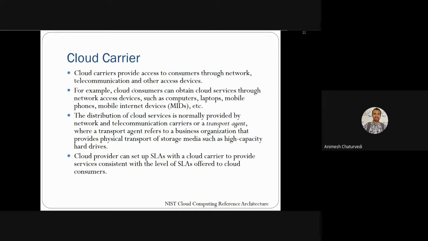Thereafter, the examples are that the cloud consumer accesses cloud service through network access devices, such as computers, laptops, mobile phones, mobile internet devices. All these things are basically part of the cloud consumer. These are the features of cloud carrier. The distribution of cloud services is normally provided by network telecommunication carriers or transport agents, where transport agents basically refers to business organizations. They actually provide physical transport of storage media, such as high capacity hard drives.